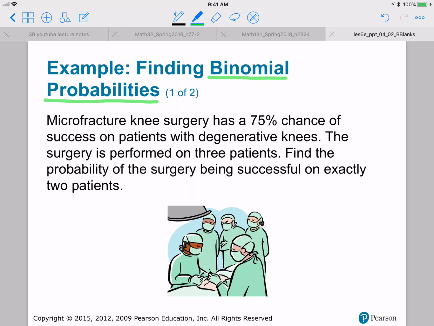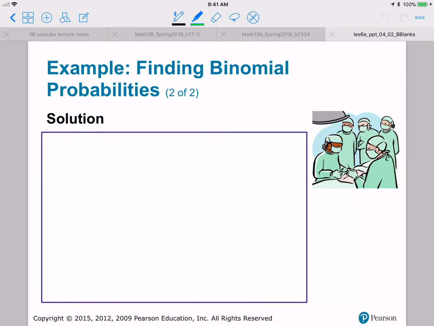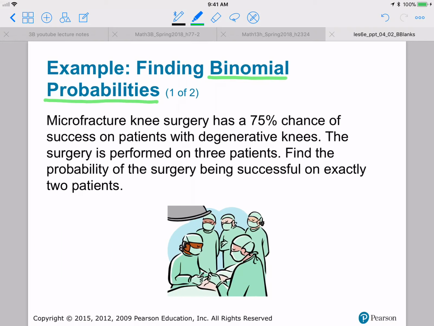Knee surgery has a 75% chance of success on patients with degenerative knees. The surgery is performed on 3 patients. Find the probability of the surgery being successful on exactly 2 patients. Okay, so the first thing we want to do is verify that this is a binomial experiment.